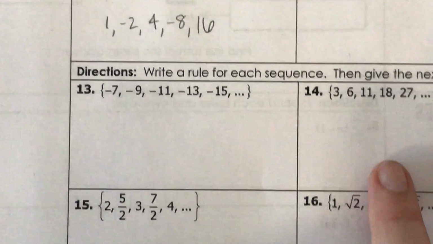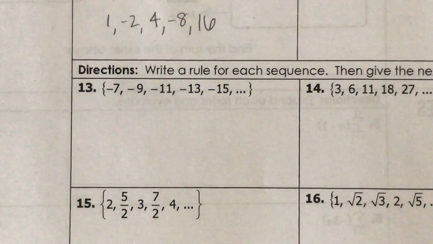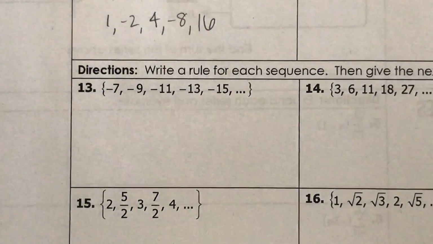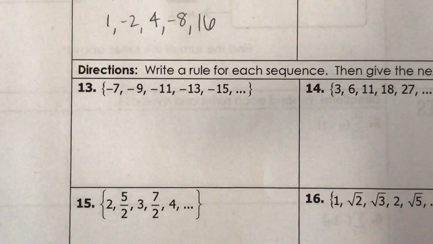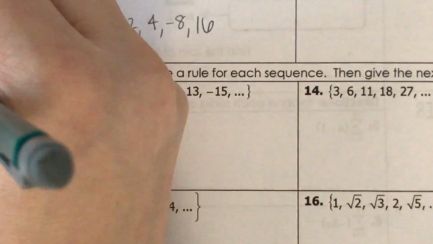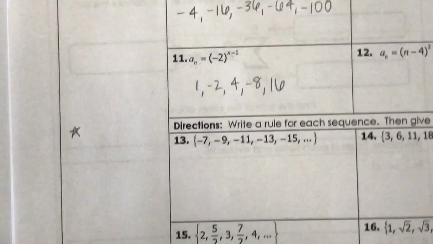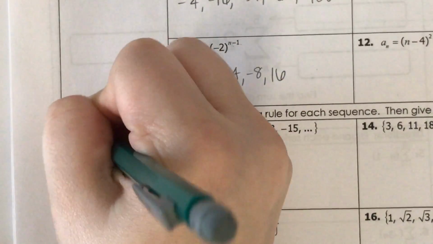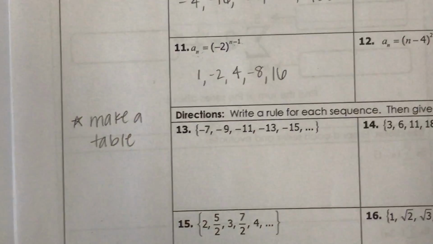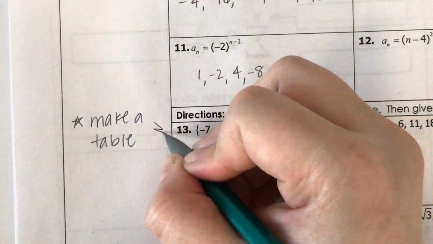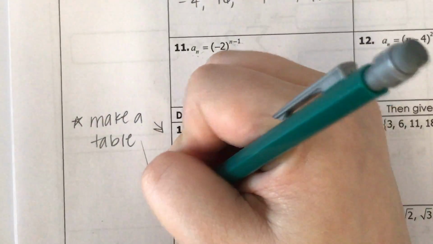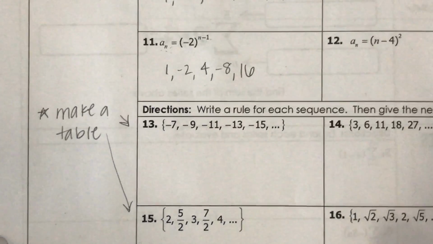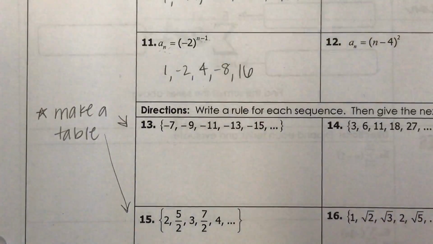Okay? So let's write an explicit formula for each sequence and then give the next 3 terms. So again, make a little star. Can't see that. Let me zoom out so you can. We're going to make a table again. That's the easiest way to figure out a formula, to make a table for these ones, for both of them. So we'll come over here and make a little table. Actually, we'll do it right here.